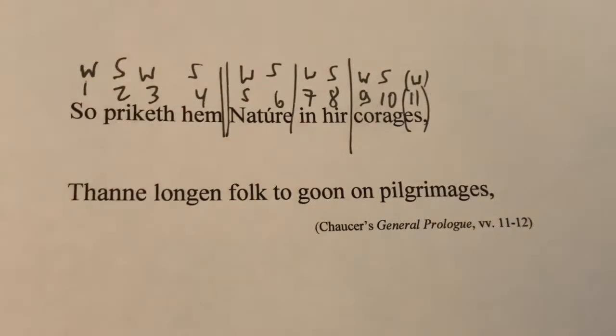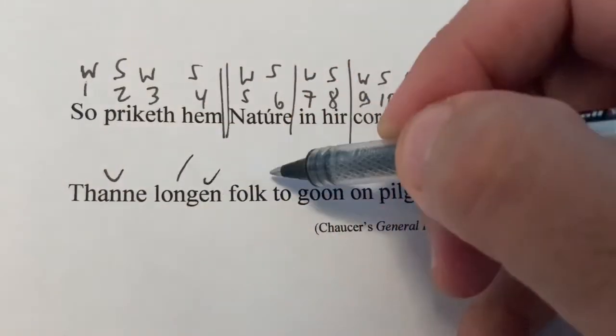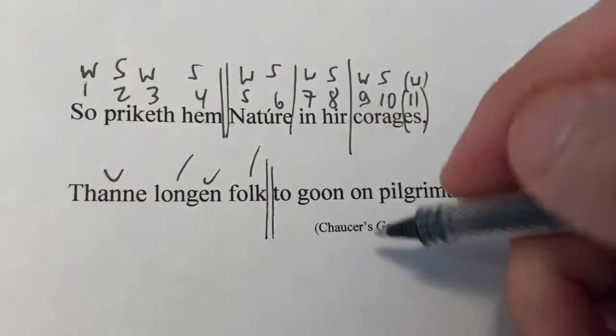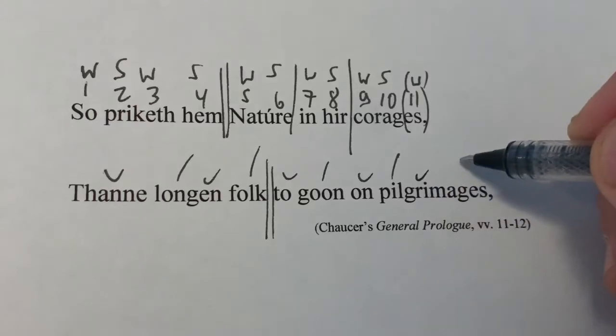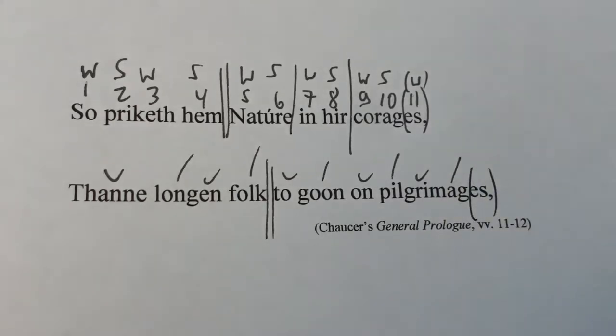Courages. You see that? That final weak syllable is not counted because the decasyllabic line is 10 syllables and it ends on a strong. Same case here. Then longen folk to gone on pilgrimages. Sometimes you may also run into what are called lyric caesura. That's kind of like a feminine ending, but in front of the caesura.